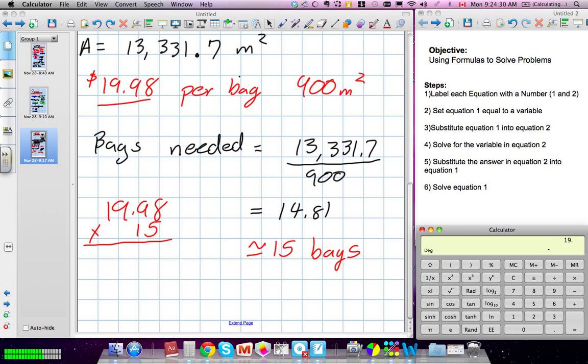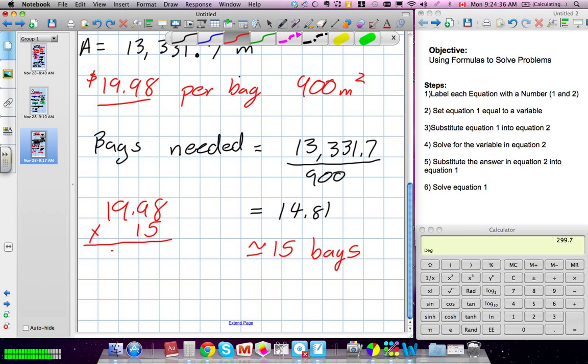So this was the answer we were looking for. The cost of fertilizing the lawn, $299.70, pretty much $300.